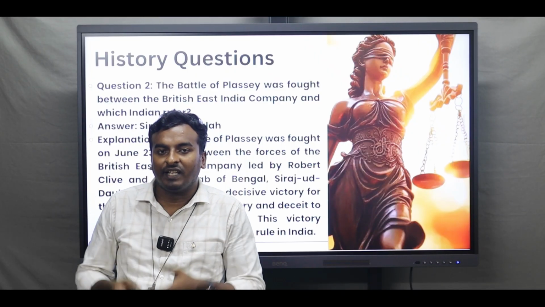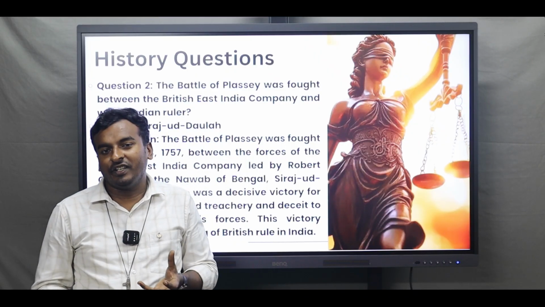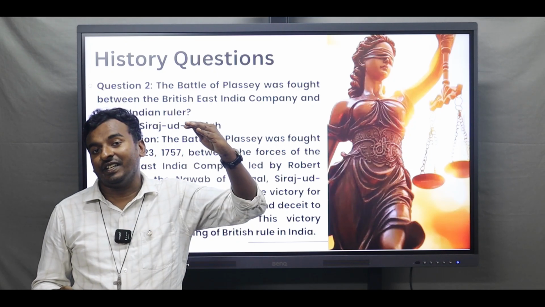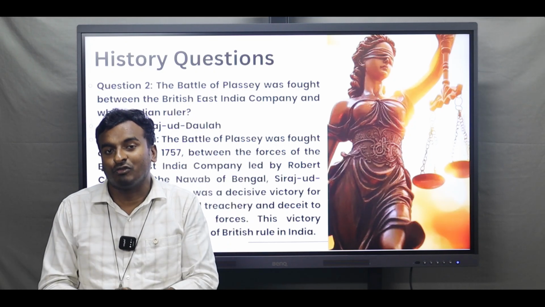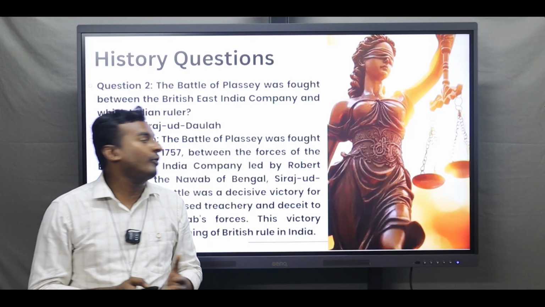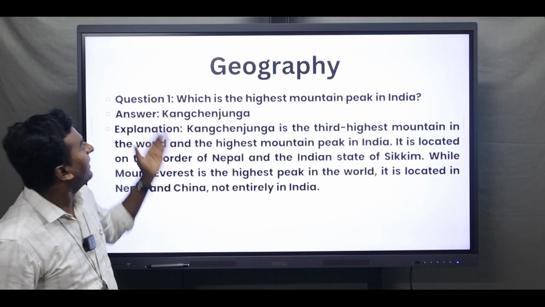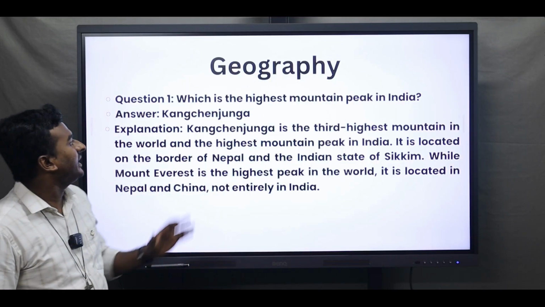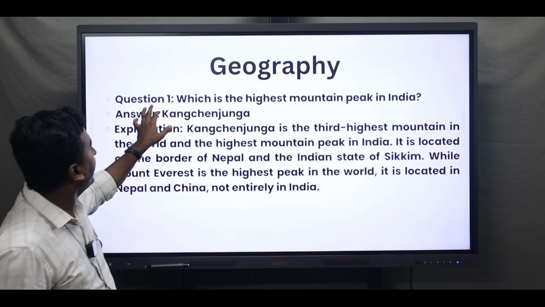For example, they will sometimes ask who got the Nobel Prize, and who was the president in a particular year. They ask questions like that also. So if we are thorough with history, we can score more marks in general knowledge. Then let's move on to the second thing, geography. It is one of the easiest.